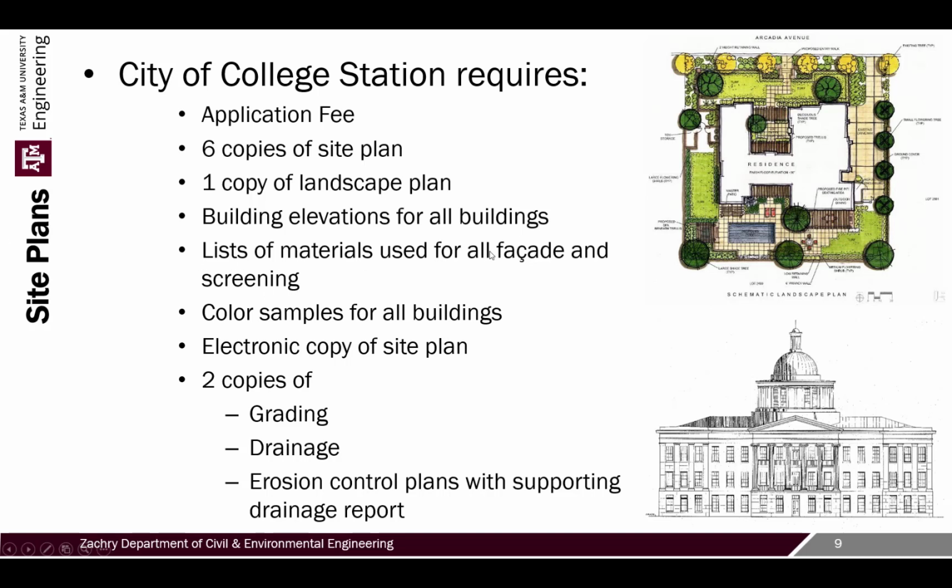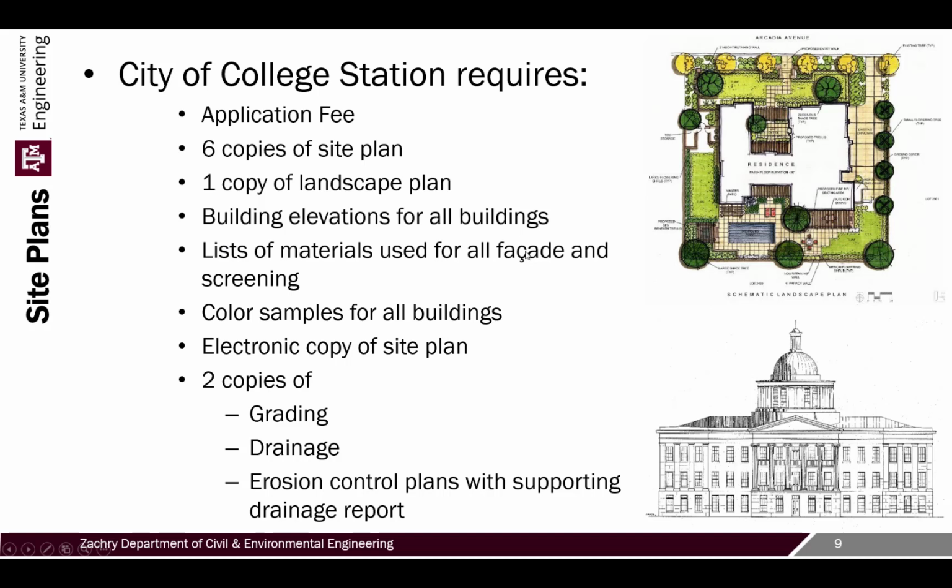Your listing of materials used for the facade and screening, color samples of all the buildings, electronic copy of the site plan, obviously, and then 2 copies of your gradings, your drainage, your erosion control, because these each go to different departments in the municipality.